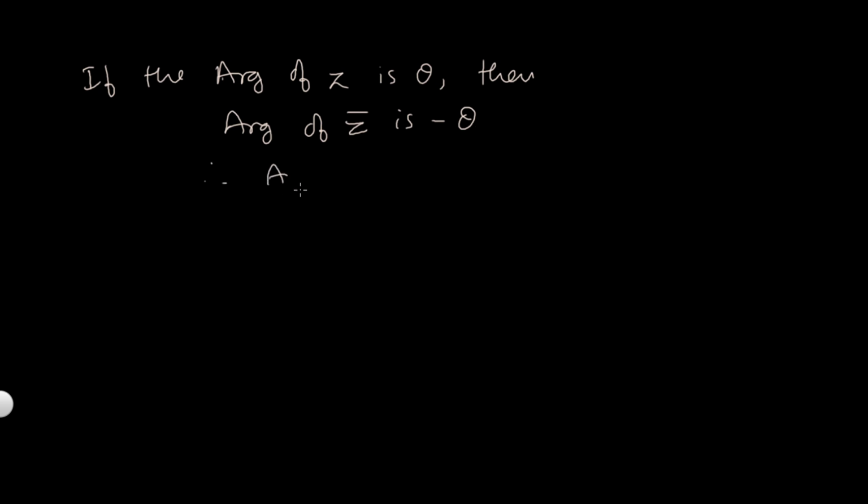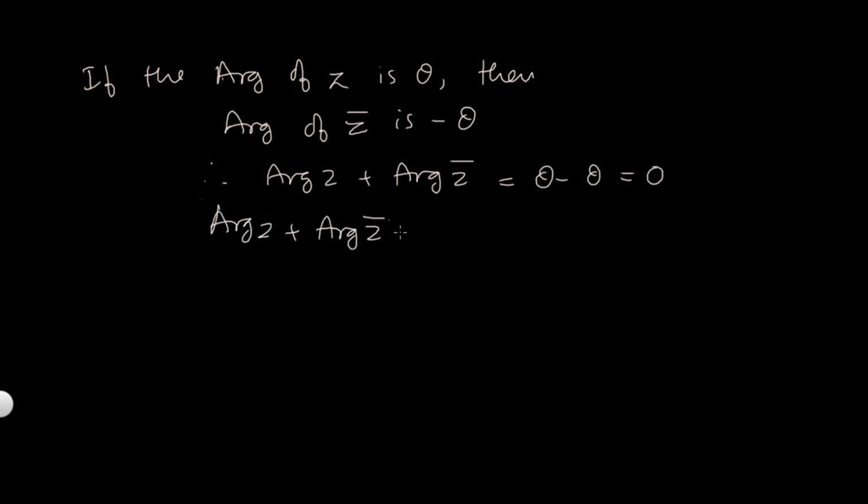Okay. So that is why, because if the argument of z is theta, then the argument of z bar is minus theta. Why? Because its conjugate lies in the fourth quadrant, theta becomes minus theta. Therefore, the argument of z plus the argument of z bar becomes theta minus theta, which is equal to 0. So the formula is: argument of z plus argument of z bar is always 0.